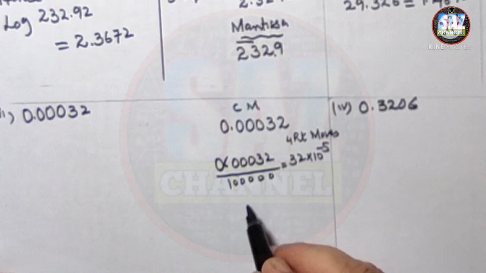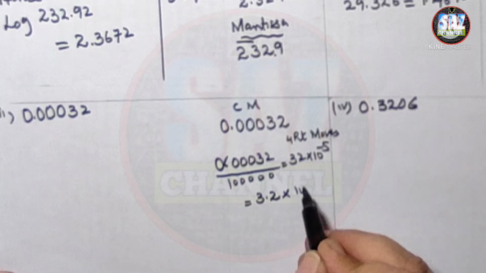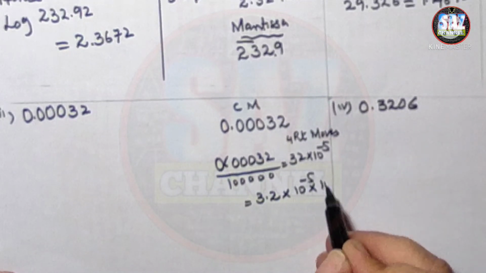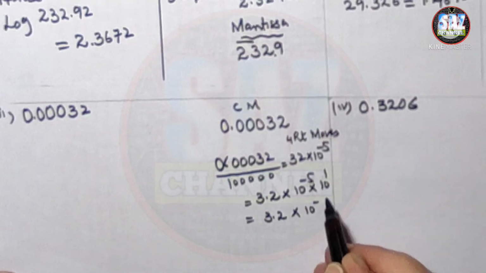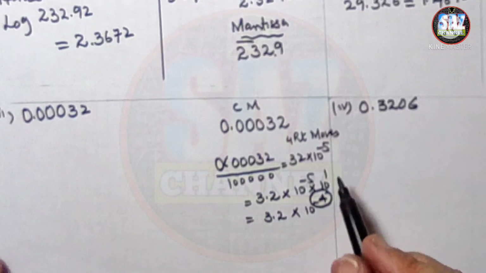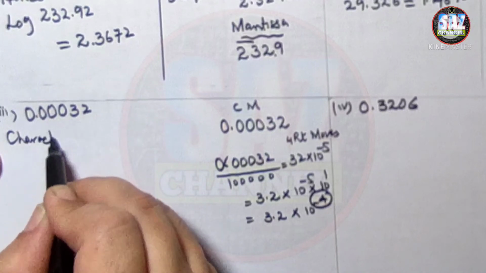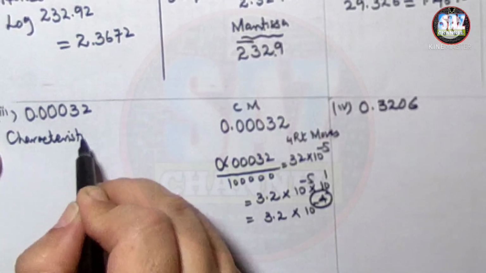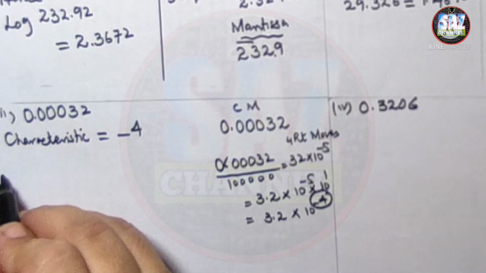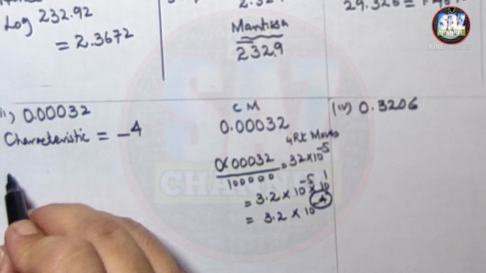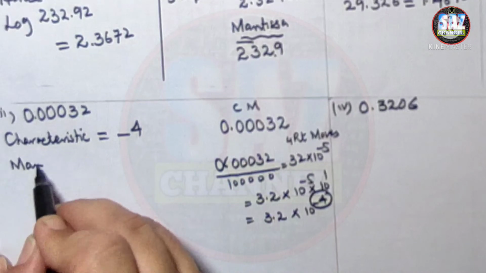So what I will be doing, I will be multiplying and dividing this by 10, and this will give me 32 multiplied by 10 raised to power -5 multiplied by 10 raised to power 1, and this gives me 3.2 multiplied by 10 raised to power -4. Characteristic is -4. And Mantissa purpose, for Mantissa purpose, what we have to do is recall, students, what to do for Mantissa.